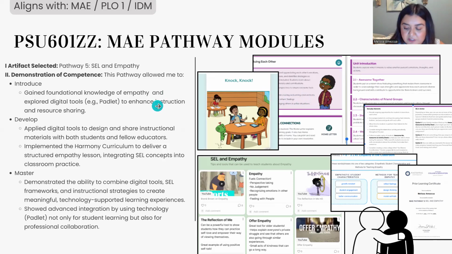So at an introductory level, I was able to explore digital tools like Padlet to enhance instruction and resource sharing. Again, I also gained a foundational knowledge of empathy. At a developing level, I was able to really use the resources, not only for myself, but to share them with others, and really apply those digital tools in the classroom or explore the curriculum, which was online.